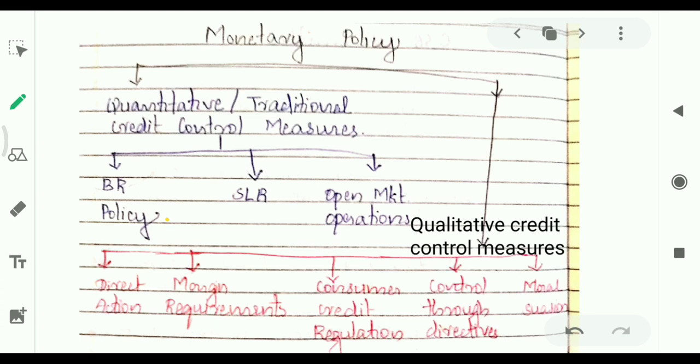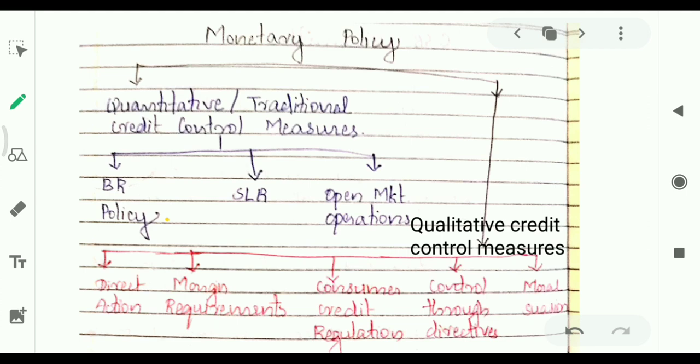So these quantitative as well as qualitative credit control measures are meant for different purposes. The first one is meant for regulating the credit creating capacity of commercial banks. It can cause the credit capacity of banks to change either directly or indirectly. And the other one, the qualitative credit control measures, are meant to regulate the use of credit or to direct the credit in a particular way.